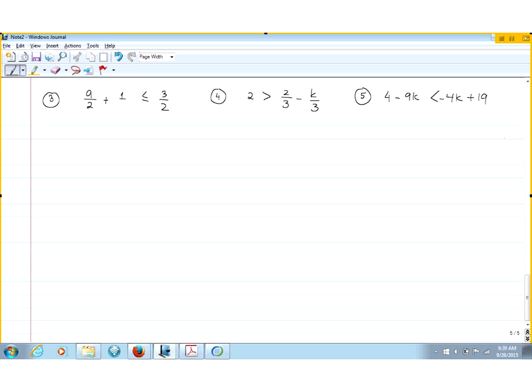So try. For number 3, what would you do first to get rid of the fraction? Multiply by 2, on the left and on the right. So multiply each term by 2. Same with number 4, right? Okay, so I'm going to wait. You're going to have to try it.